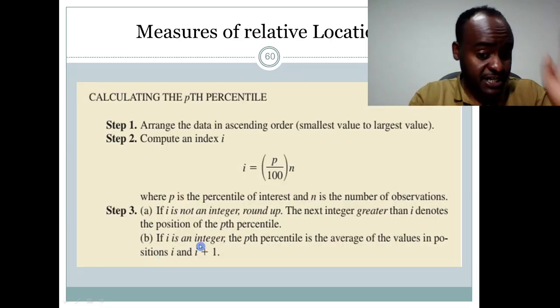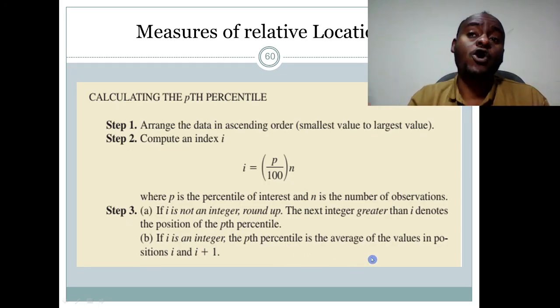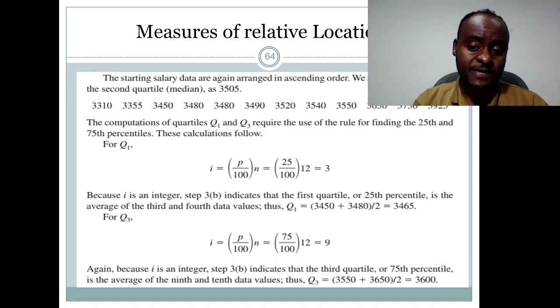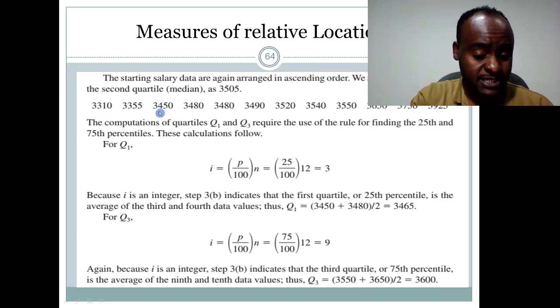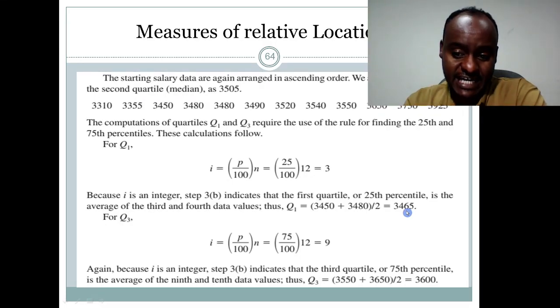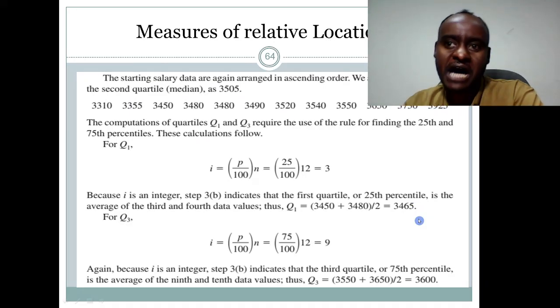3b: if i is an integer, the pth percentile is the average of the values at positions i and i plus 1. Here i is 3 and i plus 1 is 4. Position 3 means 1, 2, 3, which is 3,450. Position 4 is 3,480. So you need to add them: 3,450 plus 3,480 divided by 2 is 3,465. Quartile 1 is 3,465.